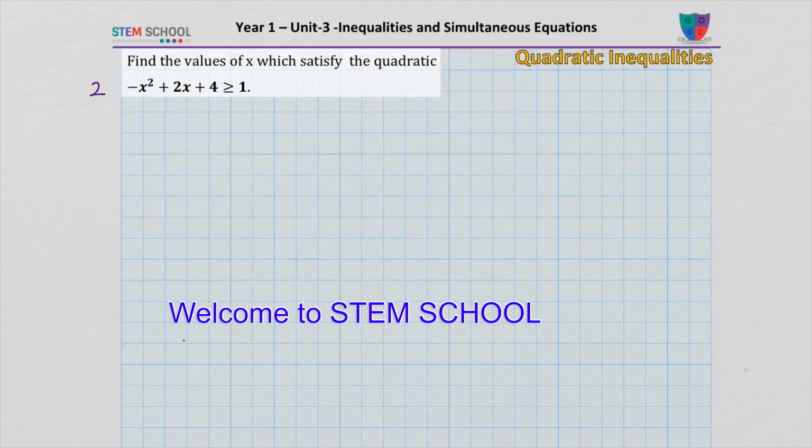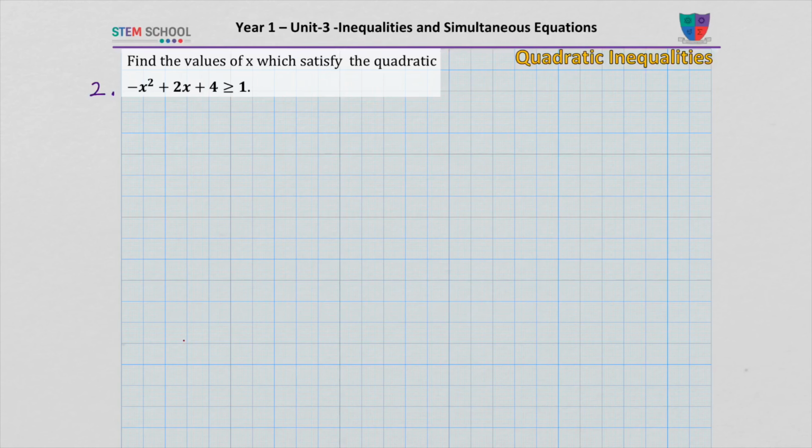Question 2. Find the values of x which satisfy the quadratic: minus x squared plus 2x plus 4 is greater or equal to 1. The values of x are the domains. So what we need to do here is, and you can solve this graphically or algebraically.